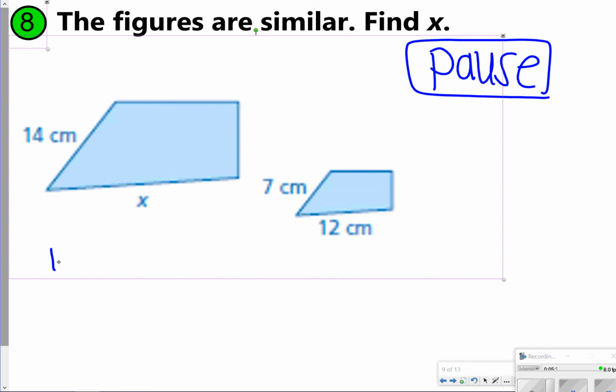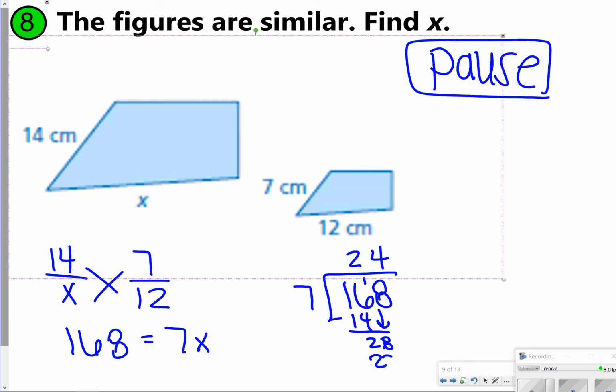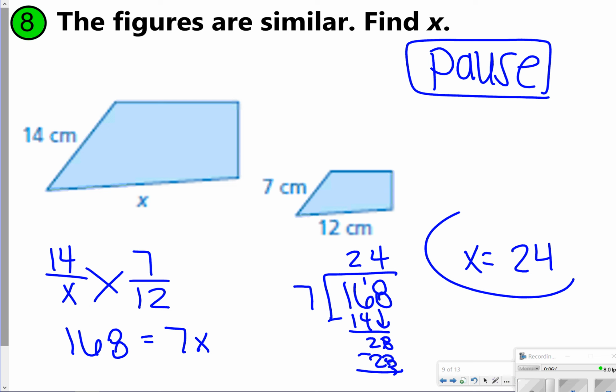Okay, so how I set this one up was I did 14 over x and 7 over 12. Then I cross multiplied. So I'm going to take 14 times 12, and that's going to give me 168, and then 7 times x is 7x, and then just take 168 and divide by 7. I know 7 goes into 16 two times with 2 left over, and then 7 goes into 28 4 times with nothing left over. So my answer here, x will be equal to 24.